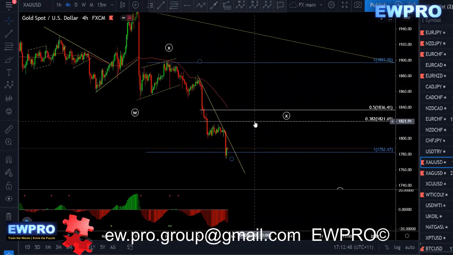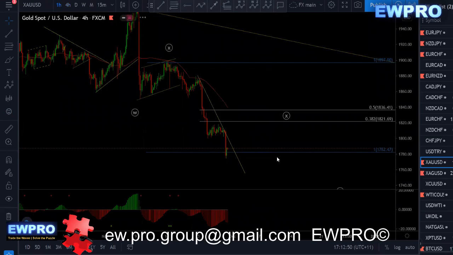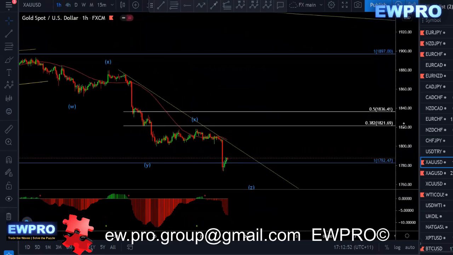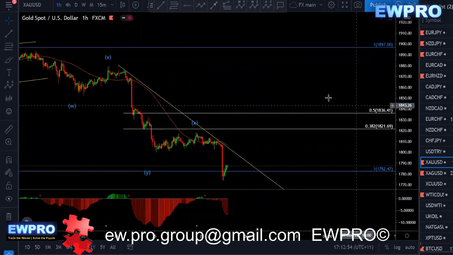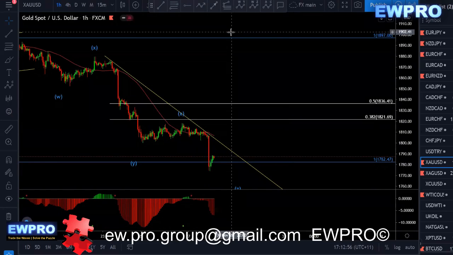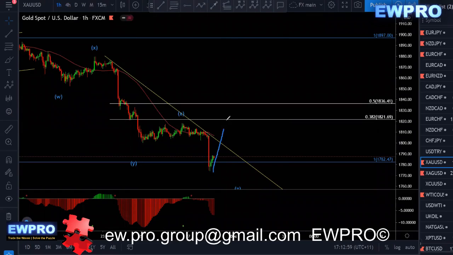So that'd be your first target for this H1. But you have to wait for the setup. You definitely have to wait for a nice setup. Get the nice breakout.